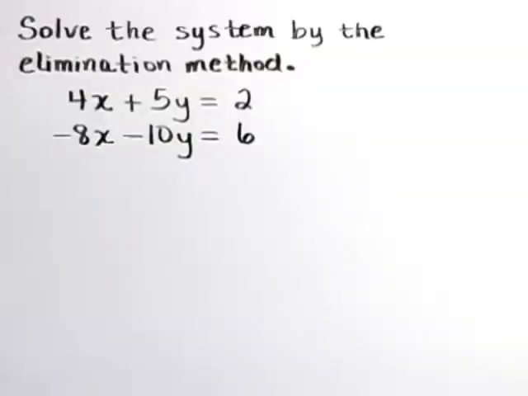Solve the system by the elimination method. Here we have the equations: 4x plus 5y is equal to 2, and negative 8x minus 10y is equal to 6.